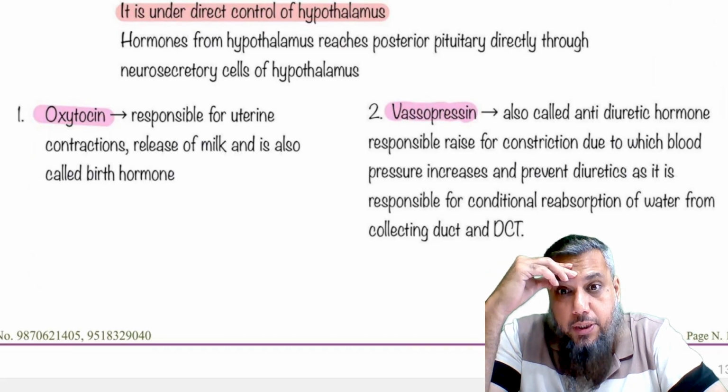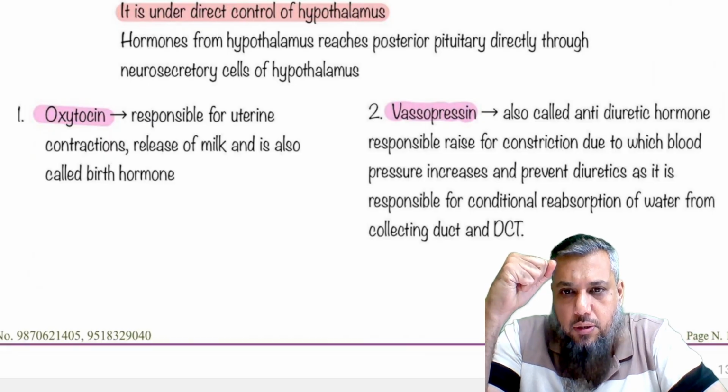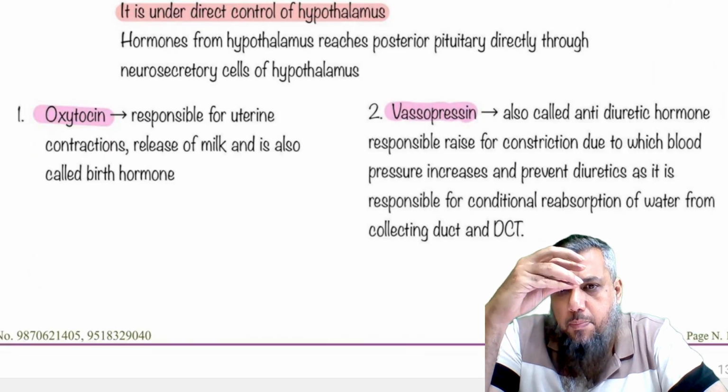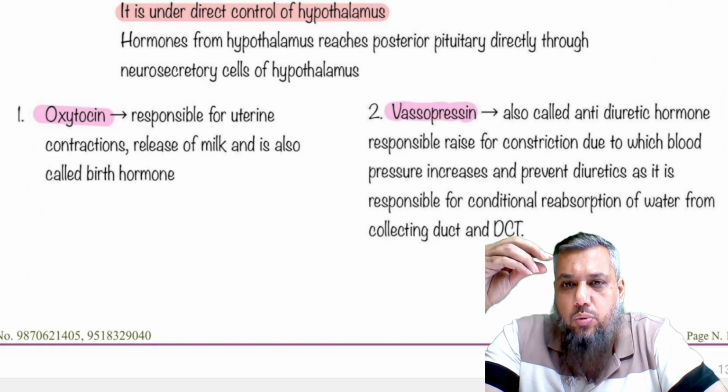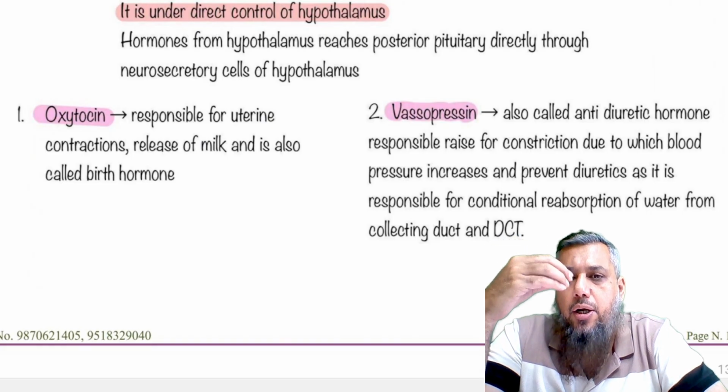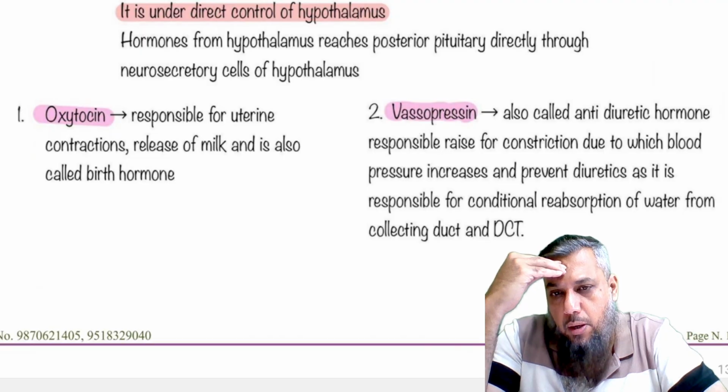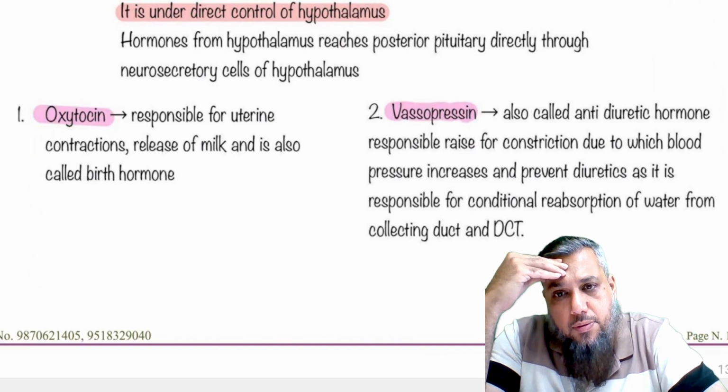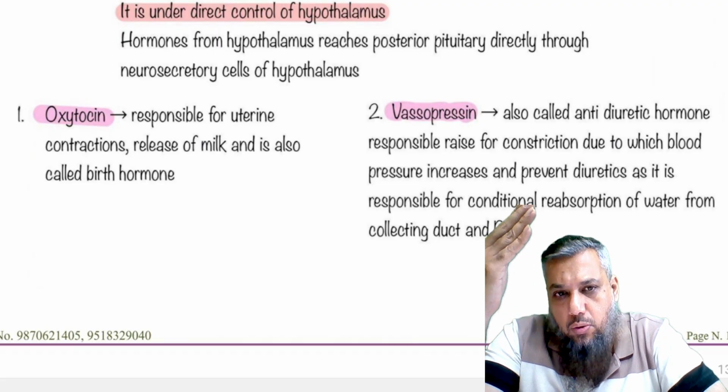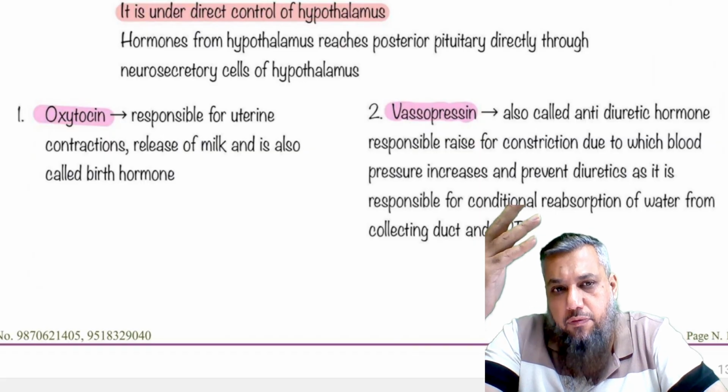Oxytocin will act on the myoepithelial cells, cause their contraction, and will cause the milk to be ejected through the lactiferous duct into the mouth of the infant via the nipples. So it's a milk ejection hormone. It helps in the release of milk.